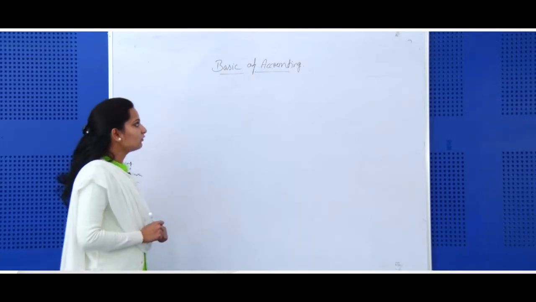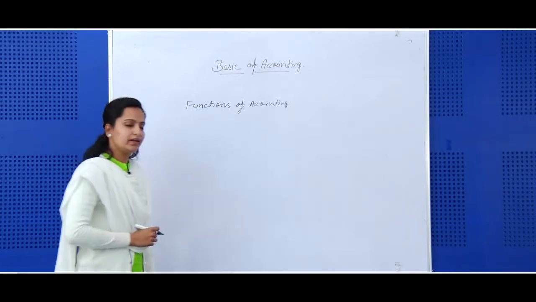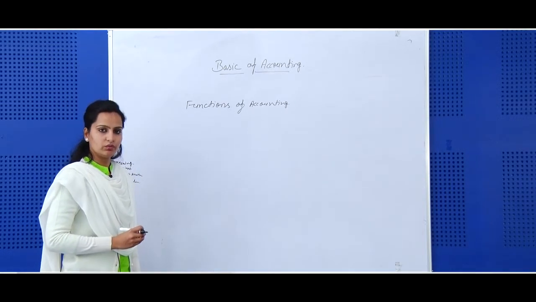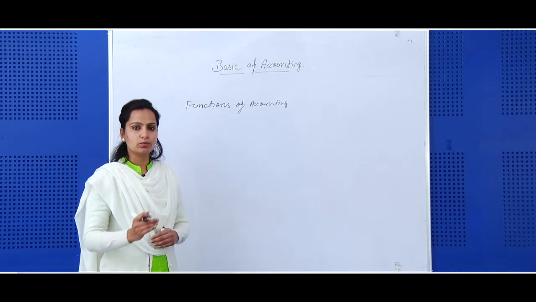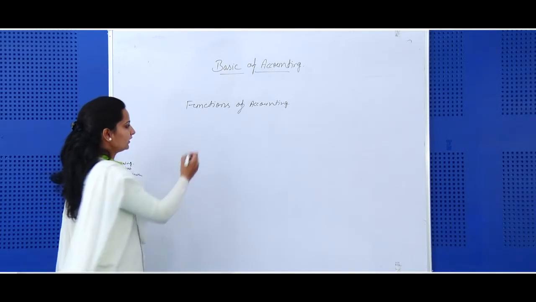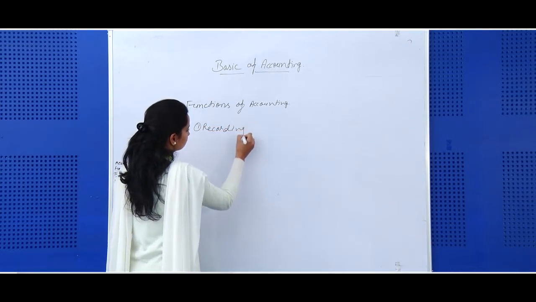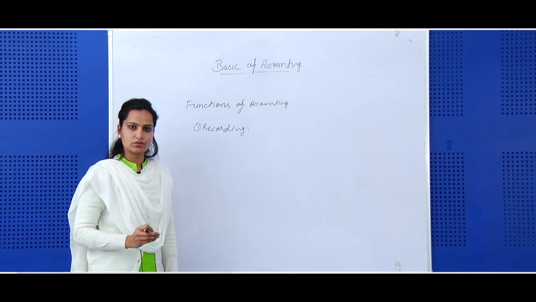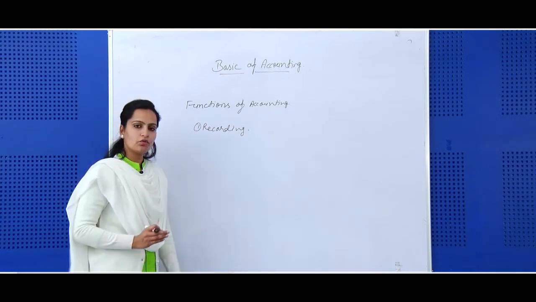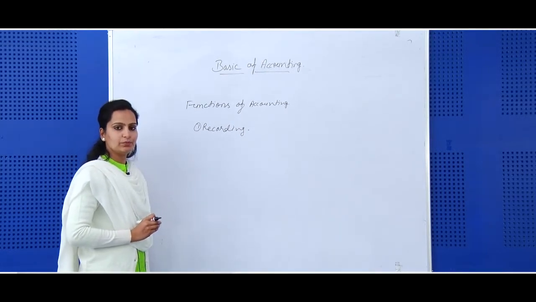Now first of all I want to tell you about the basic functions of accounting. I will relate these functions with the books of accounting, that is, which step or function comes in which book of accounting. The number one is recording. Whenever any transaction takes place in a business or organization, first of all we record that transaction in the first book, the basic book named the general book.